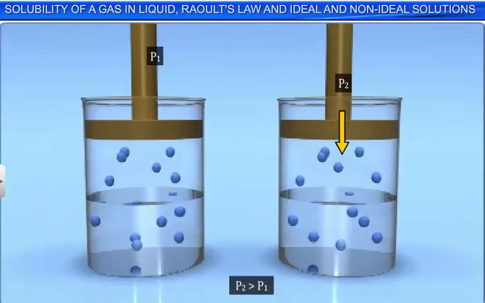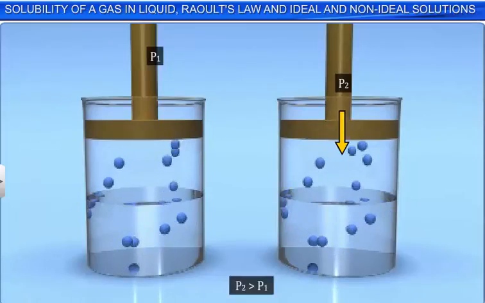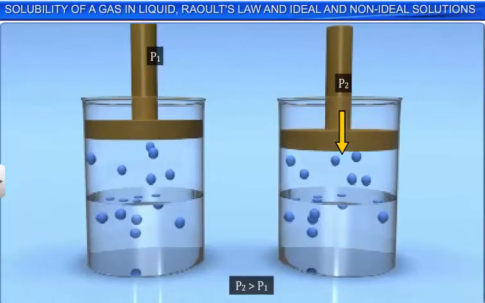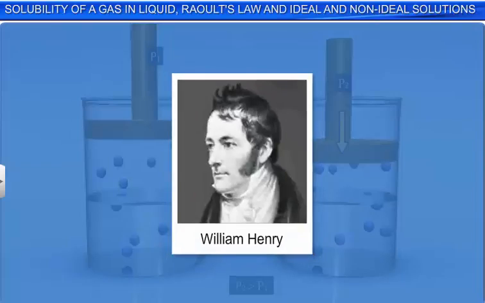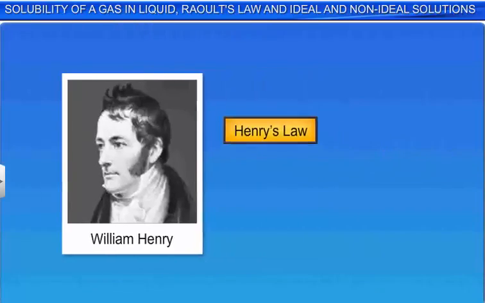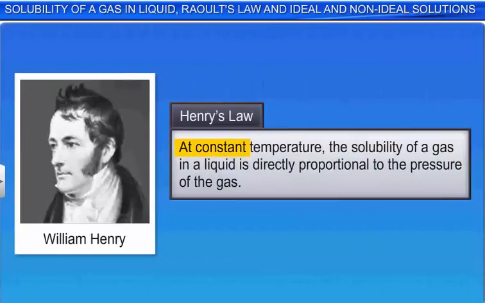This proportionality of the solubility of a gas to pressure was first proposed in 1800 by William Henry and is known as Henry's law. The law states that at a constant temperature, the solubility of a gas in a liquid is directly proportional to the pressure of the gas.